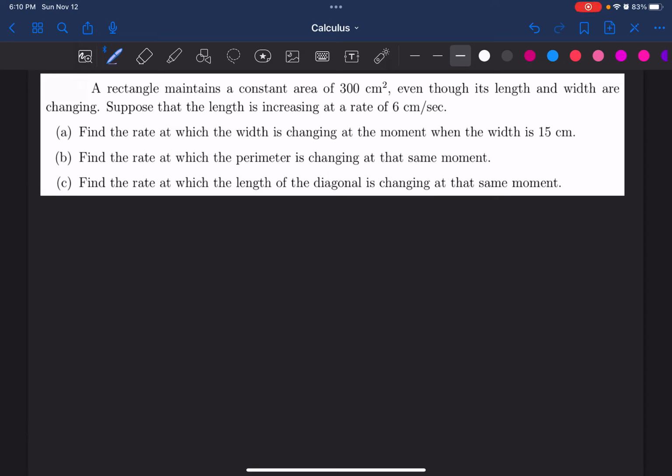Right, another example. This one is about a rectangle, still on related rates. A rectangle maintains a constant area of 300 centimeters squared, even though its length and width are changing. Suppose that the length is increasing at a rate of 6 centimeters per second.